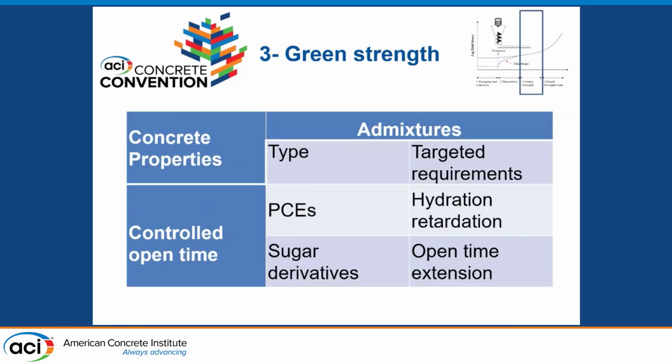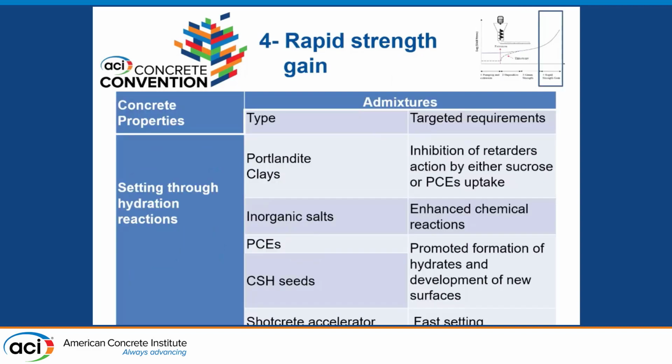For controlling the open time during the green state, polycarboxylate ether high-range superplasticizers are suggested, as they provide hydration retardation. It's also possible to use sugar derivatives, which will increase your open time because they usually have a retarding effect. And then if you want to control the setting time, there are many different types of admixture.